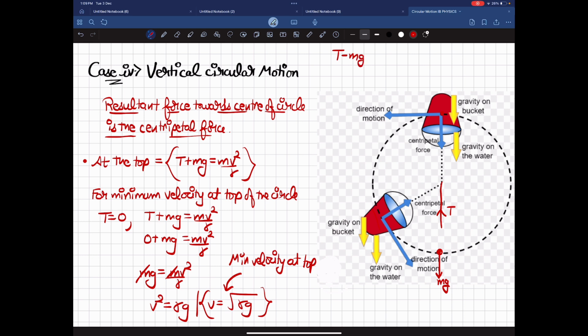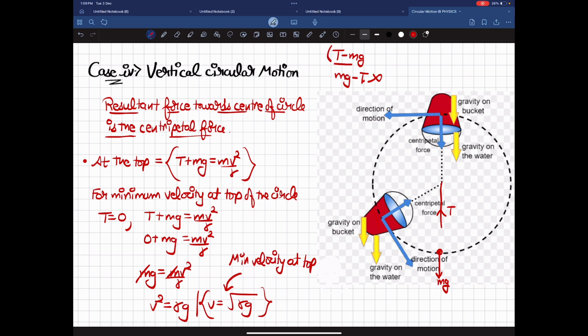Now, in case you're wondering why not mg minus T, see, if you're saying mg minus T, you're clearly telling me mg is greater than tension. But should it be greater than tension? I don't think so. If it is greater than tension, the rope will not be able to hold it. Apply some common sense here. If the tension is less than the weight, how will you be able to hold it? Right? This is why this is wrong and tension should be at least greater than mg.